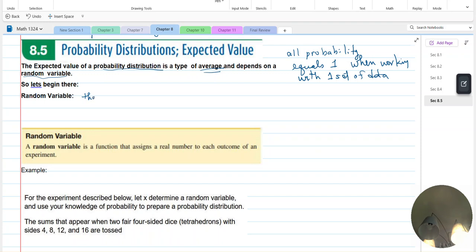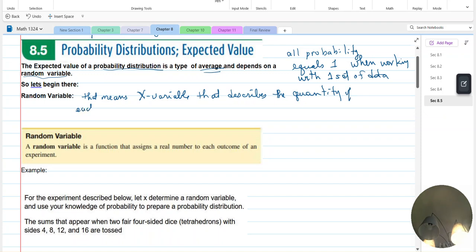That means X is a variable that describes the quantity of each category of a category.